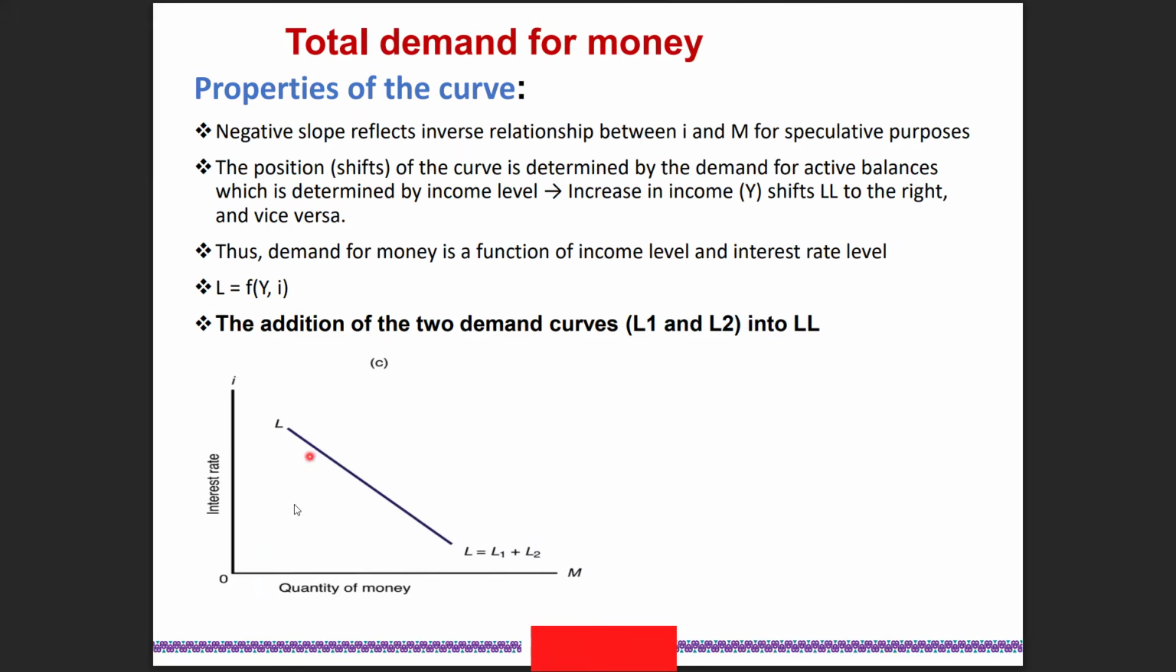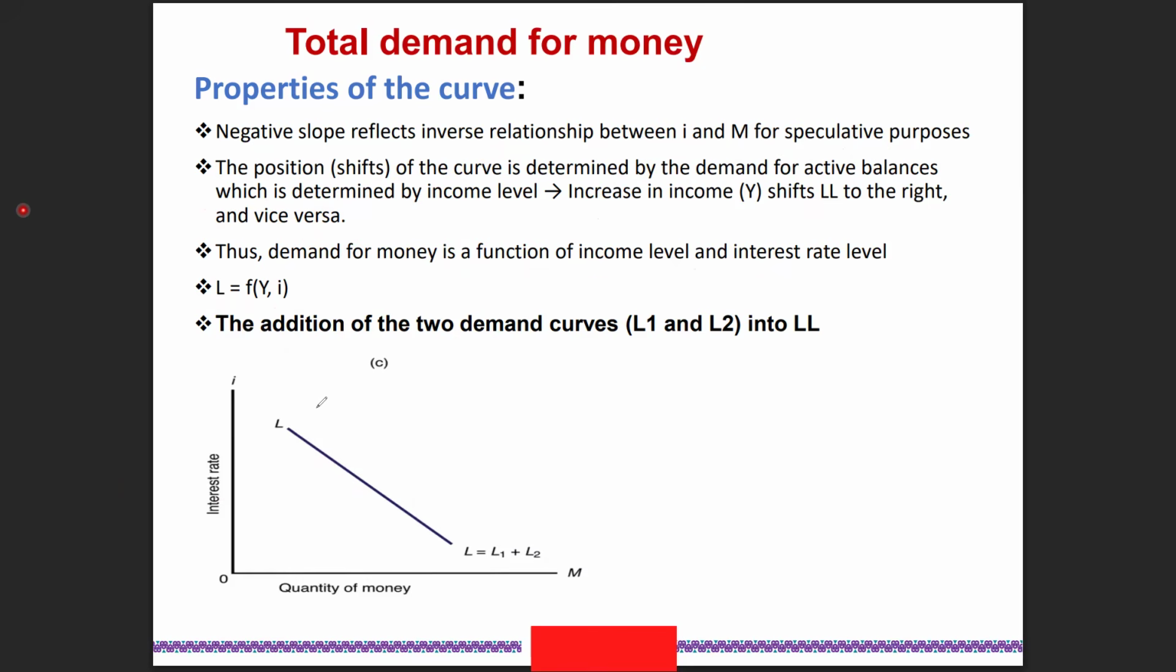So here they've grouped together the curves, right? And they're basically showing us that there's a negative inverse relationship with I and M, so with interest and money for speculative purpose. The position shift of the curve is determined by the demand of the active balances, which is determined by the income level. So if there's a shift in the curve, it's determined by an increase in the income levels, right? Thus, the demand for money is a function of income level and interest and so on.